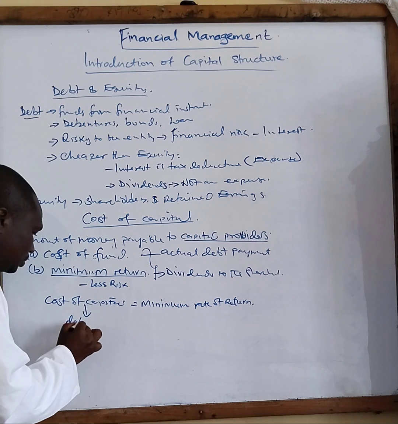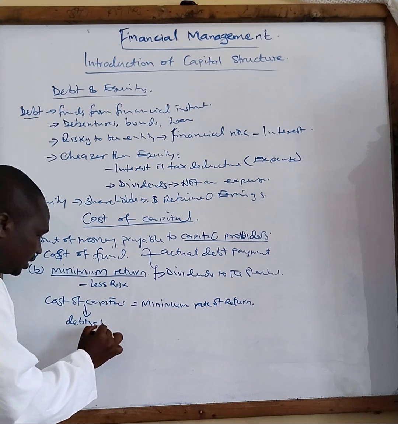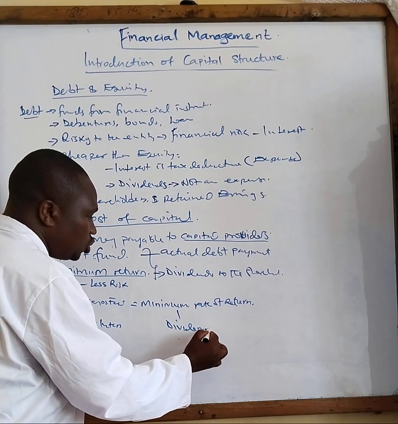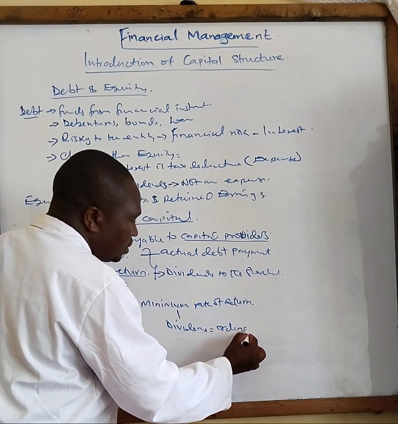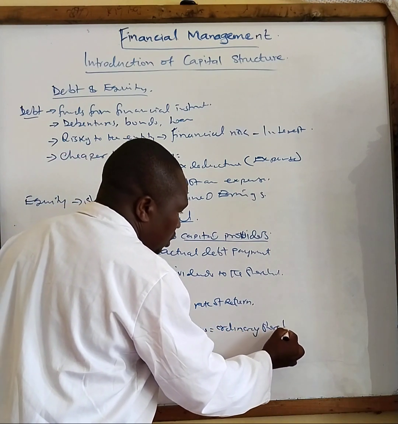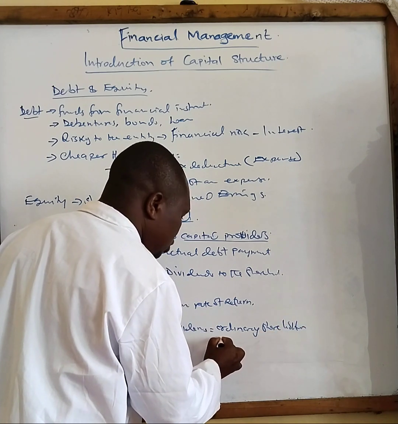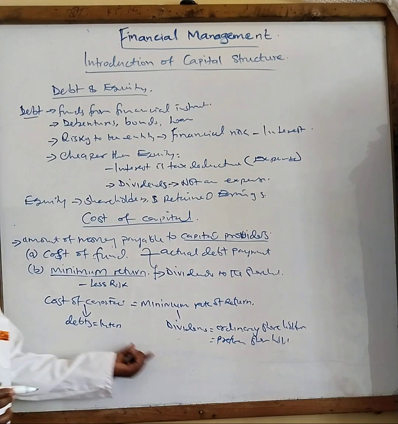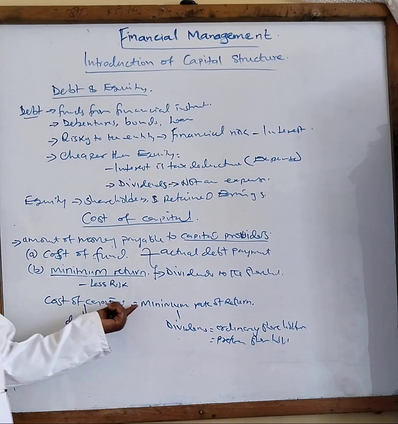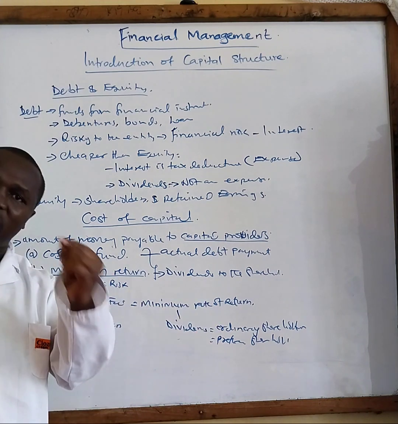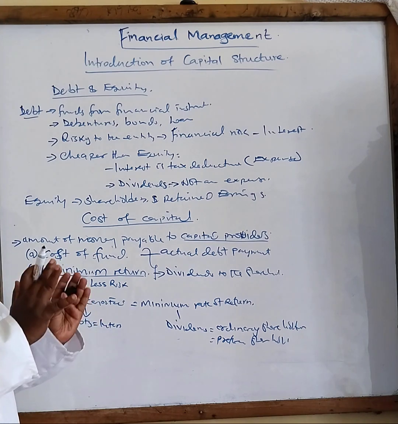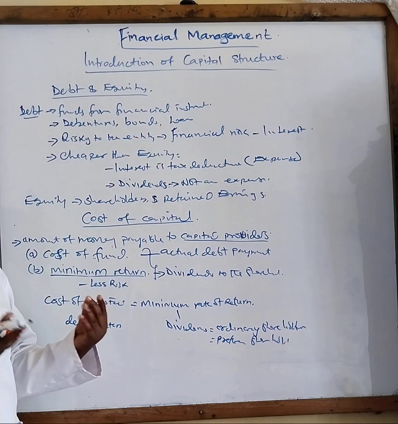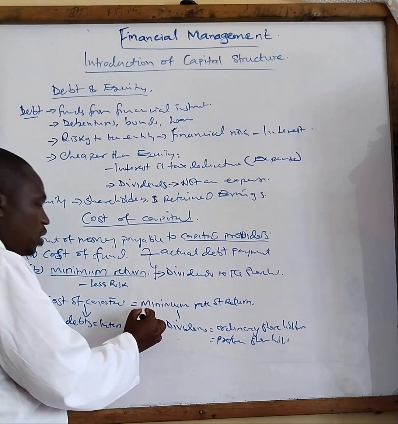So this cost of capital here, when you are talking about the debts, is giving you what? Interests. And when we talk about the dividends, it is payable to ordinary shareholders and also payable to preference shareholders. So when you say cost of capital and somebody says minimum rate of return, they are talking about the same thing, because both refer to the cost of getting that particular fund, either in the form of a loan or in the form of capital.